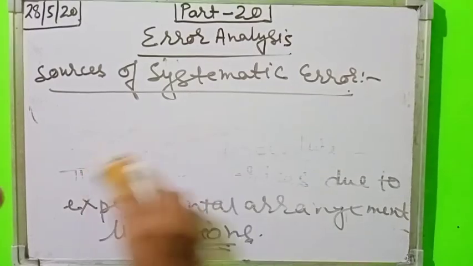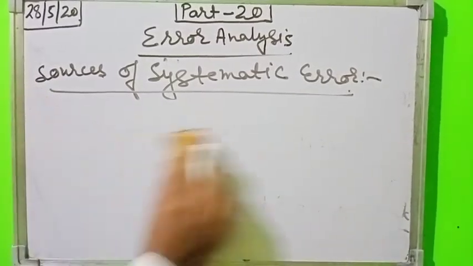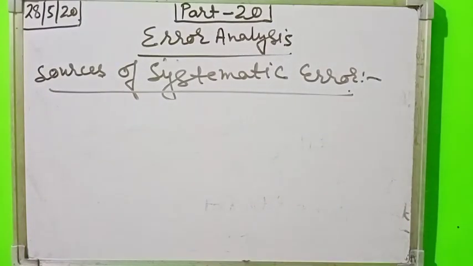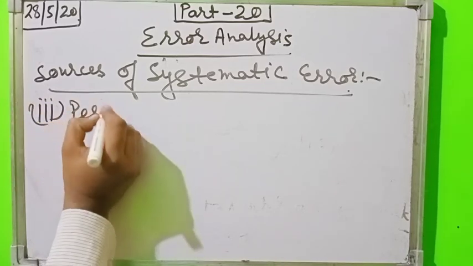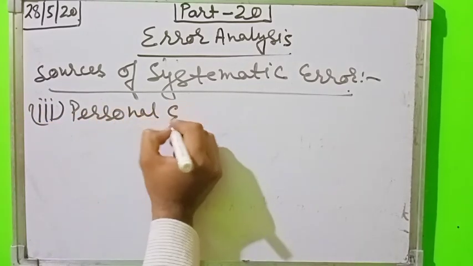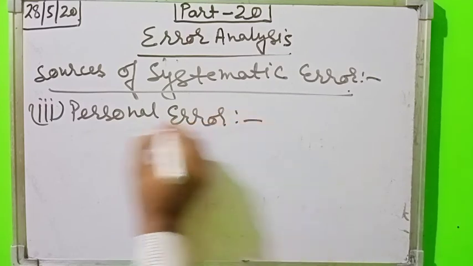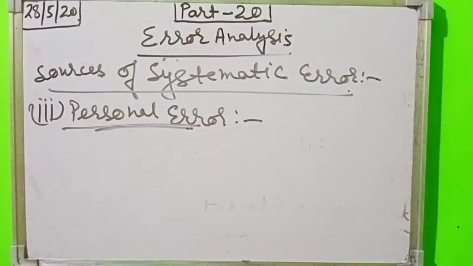The third one is personal error. Personal error arises due to inexperience of the observer, lack of proper setting of apparatus, and taking observations without observing proper precautions.